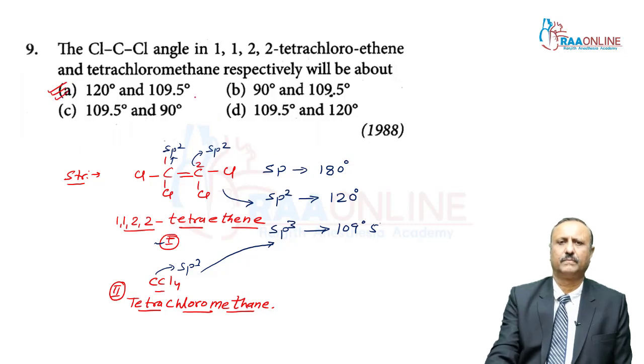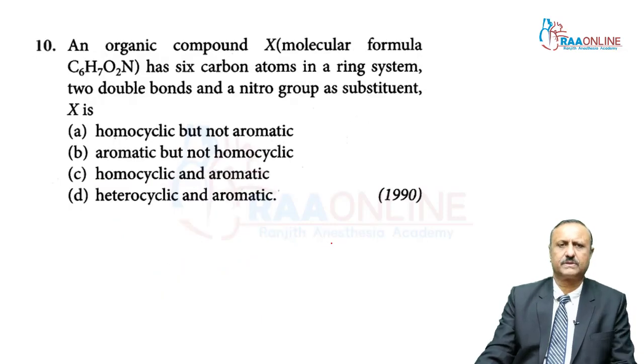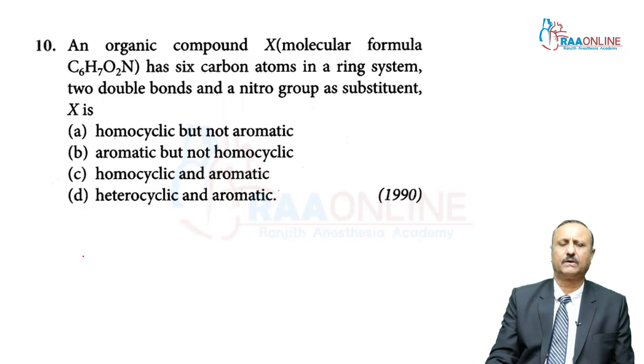Why? Because in this compound you can see sp2 hybridization and in this compound you can see sp3 hybridization. Now, my dear students, when we see question number 10: an organic compound X with molecular formula C6H7O2N has 6 carbon atoms in a ring system, 2 double bonds and a nitro group as substituent.